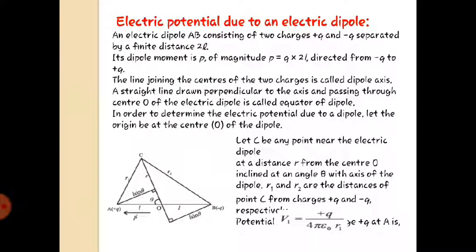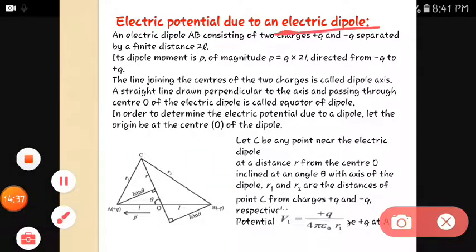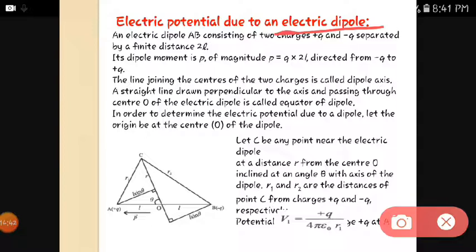Now we are going to find out electric potential due to an electric dipole. You must have seen the concept of electric dipole. When two charges are separated by a distance 2L, and one has a plus charge and the other has a minus charge, like this A and B, they are separated by distance 2L. When I cut it into similar halves, it will be L and L.